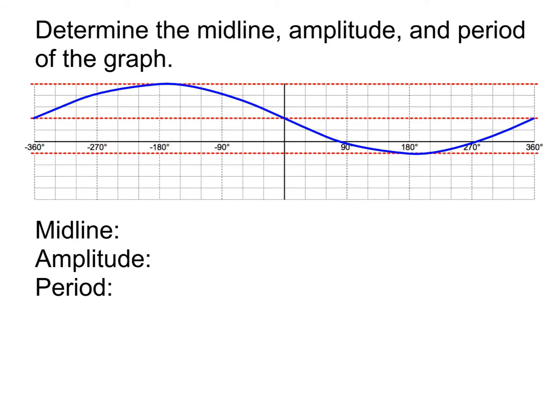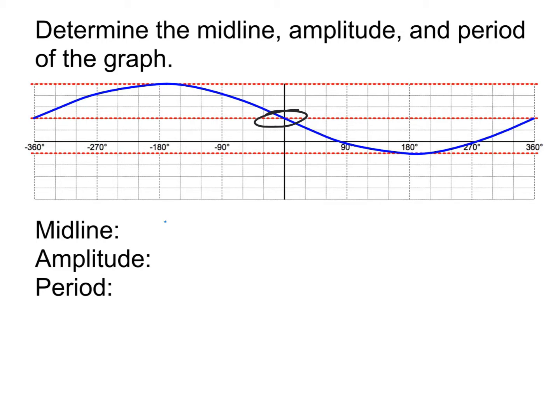So here we have a graph that's already been completed for us, and we're being asked to find the midline, amplitude, and period of this graph. First up, the midline. Having those dotted lines drawn in for us here at the start makes our lives so much easier, because you can actually just see where the midline is here. The midline is going through up here at 2. So our midline here is going to be at 2.